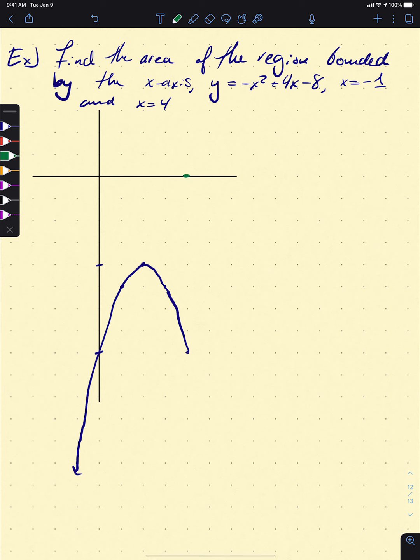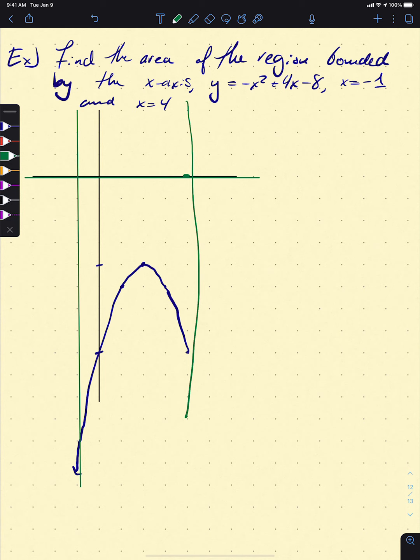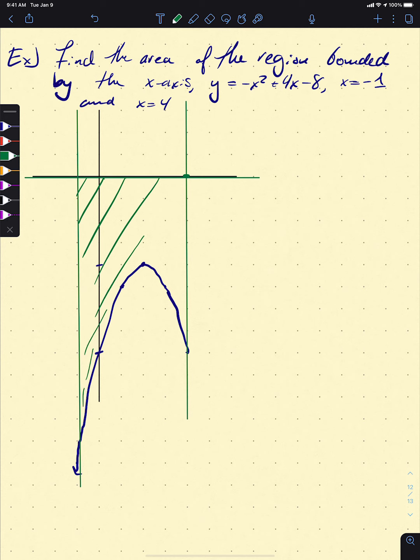So I'll put all of my other bounds in green. So this guy here. And then x equals negative 1, which is this line. And x equals 4, this line. Okay, so we're looking for this area right here.